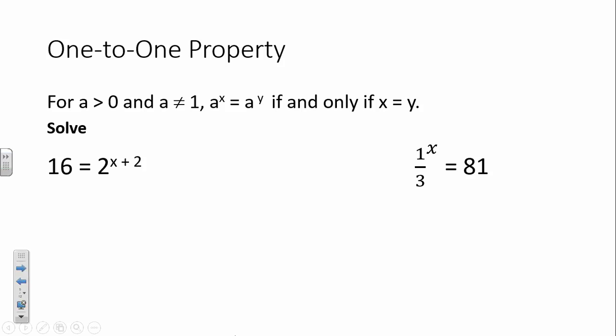The one-to-one property. We'll see it a couple times this chapter. But it says that for any a bigger than 0, not equal to 1, a to the x equals a to the y, if and only if x equals y. The way I like to say it is, if you have like bases, then the powers have to be equal.